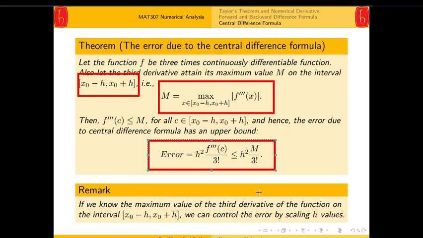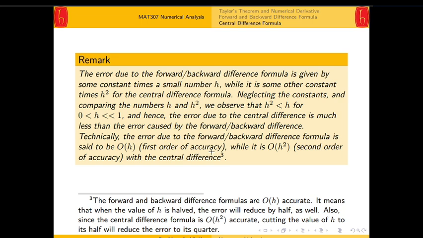Again, if we know the maximum value of the third derivative, we can use this information to control our error, and we can modify h values to obtain desired accuracy. Okay, some remark. The error due to forward and backward difference formula is given by some constant, because the second derivative at some point will be a constant divided by 2, still a constant. And it is a constant times a small number h. Okay, we say h is a small number. This was the first assumption we made. While it's some constant times h squared for the central difference formula.